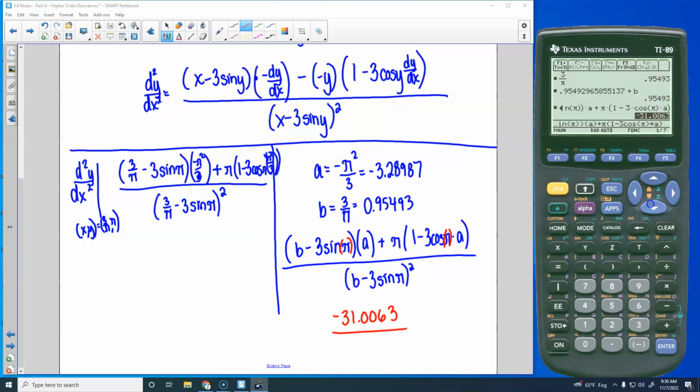And then in the denominator, I'll do B minus 3 sine pi times B minus 3 sine pi times A, that A is supposed to be negative, because it's negative dy dx. So that should be constant. Daggone it. All right, let's fix it. It should be negative. It needs to be negative.